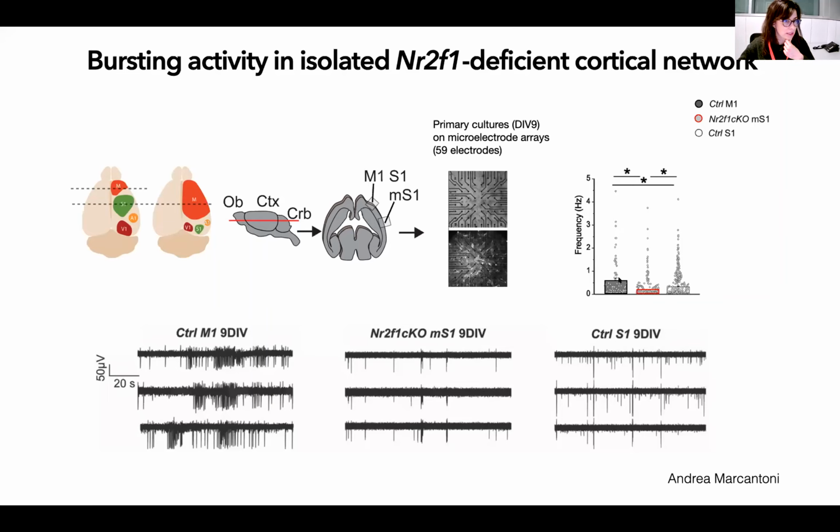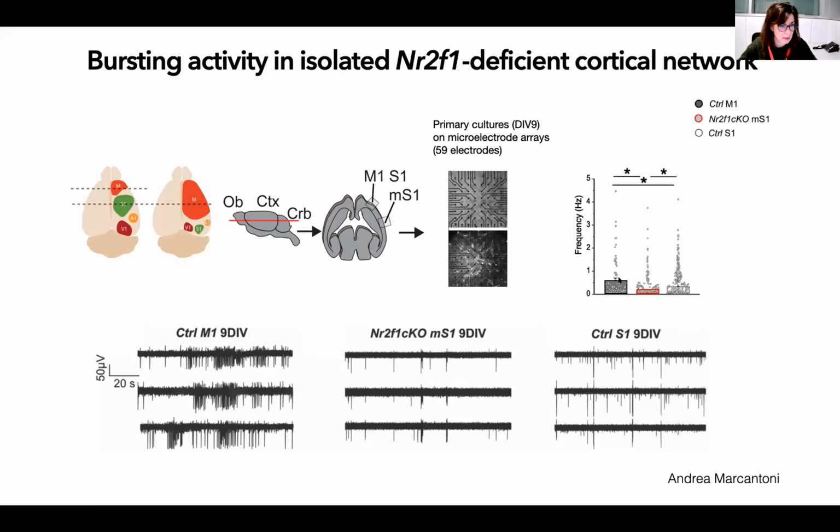You can see here the typical morphology of layer 5 pyramidal neurons, and in the lower panel, you can see the typical electrophysiological profile, regular spiking neurons, characteristic of these cells. In an overview, not much was changing, right?